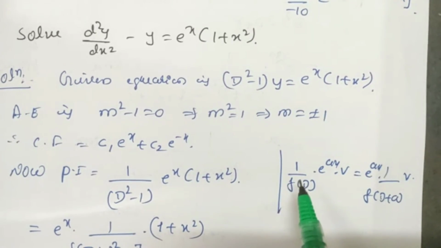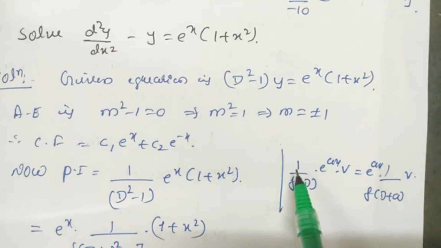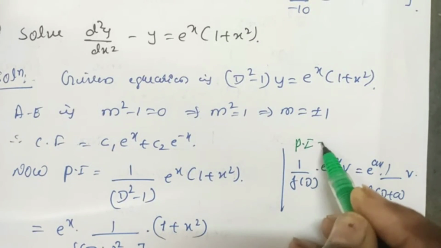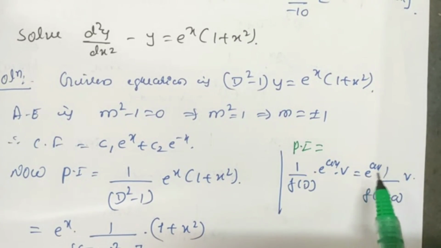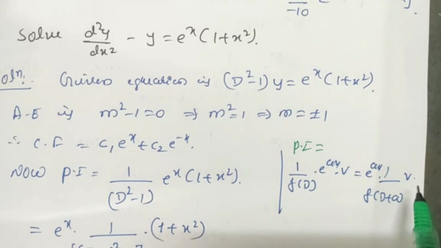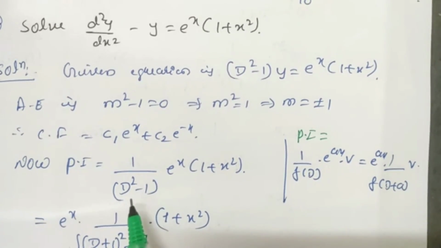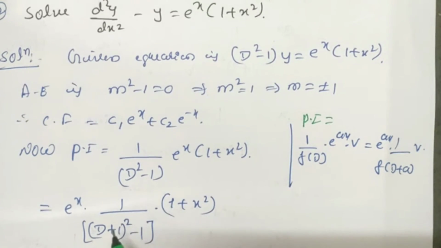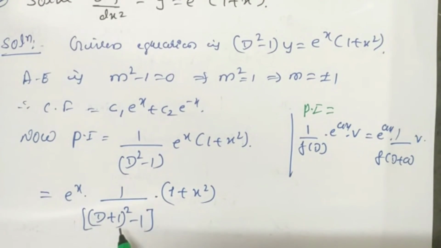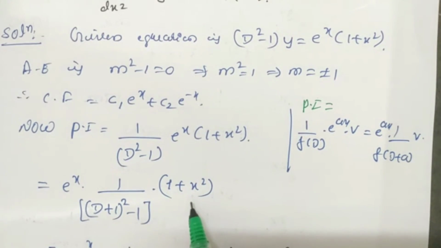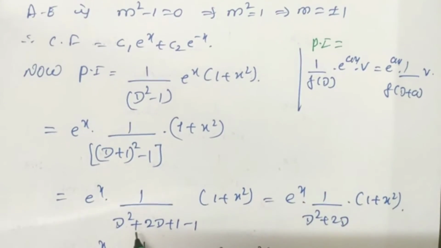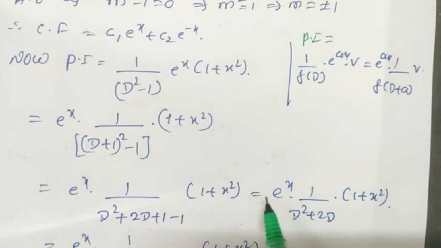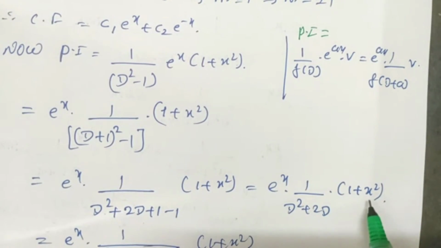Now we know if the given function is like this, 1 by f of d e raised to x into v, then its particular integral is given by e raised to x into 1 by f of d plus a into v. Just as we have done, you have to replace d by d plus 1, since the coefficient of x is 1. So it is e raised to x into 1 by d plus 1 whole square minus 1, into 1 plus x square. Expand this: d square plus 2d plus 1 minus 1, the plus 1 and minus 1 get cancelled. It is simply d square plus 2d, 1 plus x square.